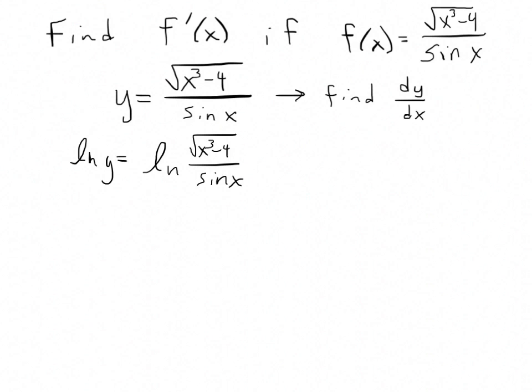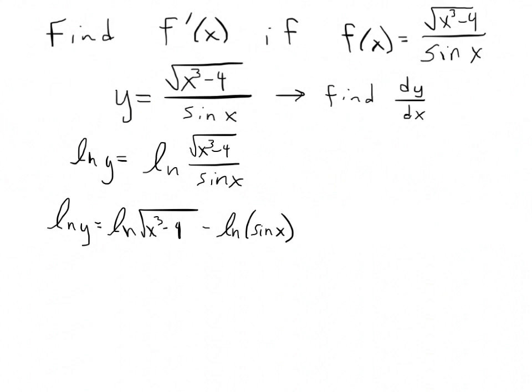And now that I've done that, I was going to say I'm ready to take the derivative, but I'm actually not. The whole point is I can now simplify the right side of that thing. I can simplify this into the natural log of y equals the natural log of the square root of x cubed minus 4 minus the natural log of sine x. Right? The quotient rule is now gone. And I can do even more.